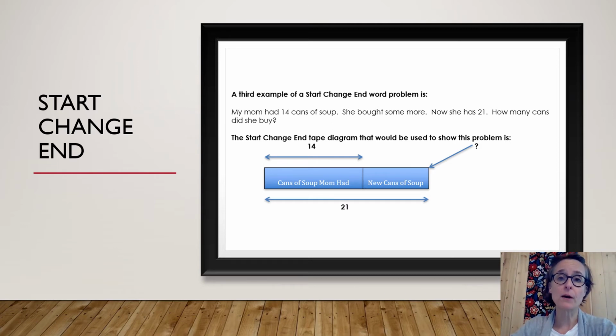We also know the part that she started with. She started with 14 cans of soup. What we don't know is the part that is the change. We know that she got some new cans of soup, but we don't know how many. Do you notice that even though in this problem we're getting more cans of soup, to find the answer, we're going to need to subtract. We'll need to start with the whole, take away the part that we knew she already had, and that will give us the action or the part that tells us how many new cans of soup Mom bought.